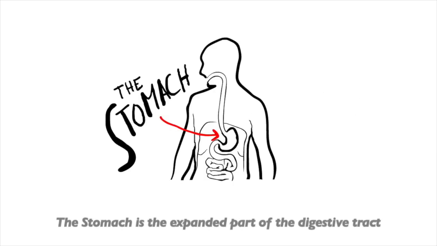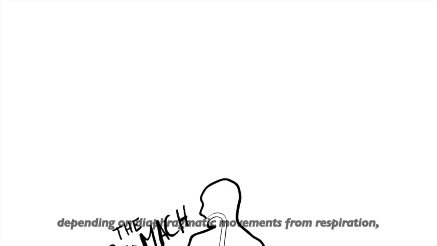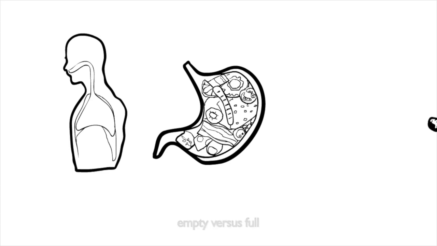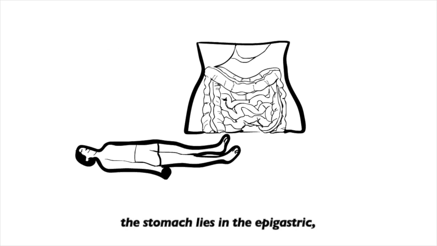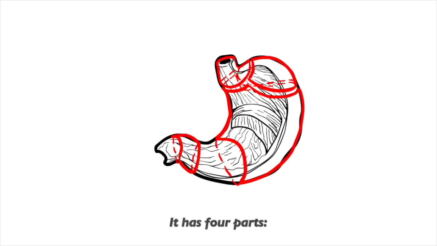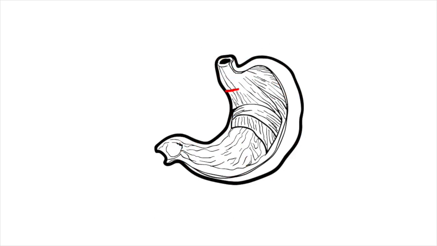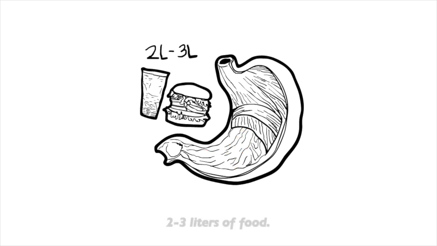Stomach. The stomach is the expanded part of the digestive tract between the esophagus and small intestine. Location of the stomach changes depending on diaphragmatic movements from respiration, the stomach's contents, empty versus full, and the position of the person. In the supine position, the stomach lies in the epigastric, umbilical, and left hypochondrium and flank regions. It has 4 parts: the cardia, fundus, body, and pylorus. The body is the major part of the stomach, containing gastric folds or rugae. The stomach is capable of expanding to accommodate 2 to 3 liters of food.